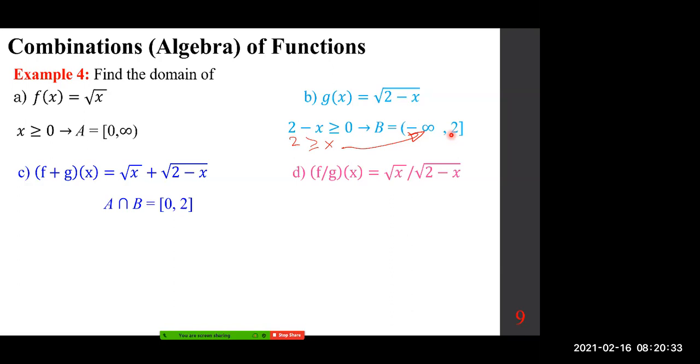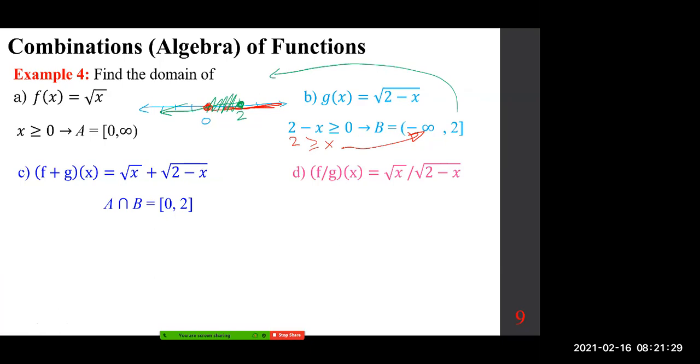If you have any doubts, you can graph both on a number line, class. This is from 0 to infinity. Whereas this one is from 2, if you will, to the left, right? So I hope you see that the green and the red come together from here to here, which is 0 to 2.